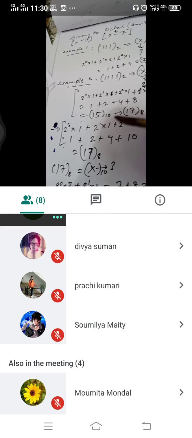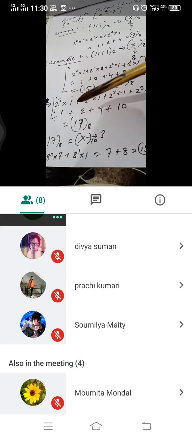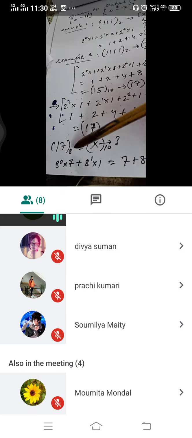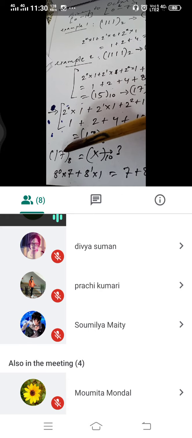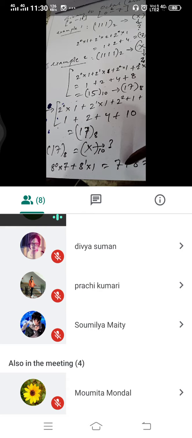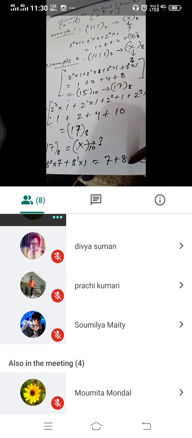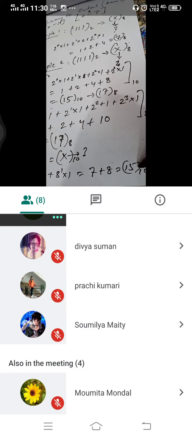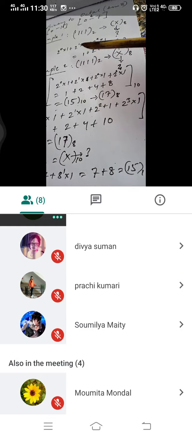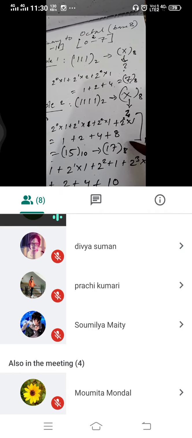How? Okay. So how is this? So you see, 17 in octal. If you change that, 8 to the power of 0 multiplied by 7, plus 8 to the power of 1 multiplied by 1. So that gives you 7 plus 8, and it gives you 15. So your 15 in decimal is actually 17 in octal.